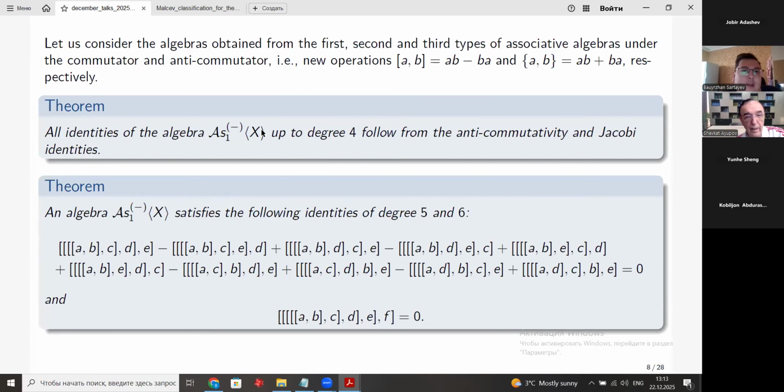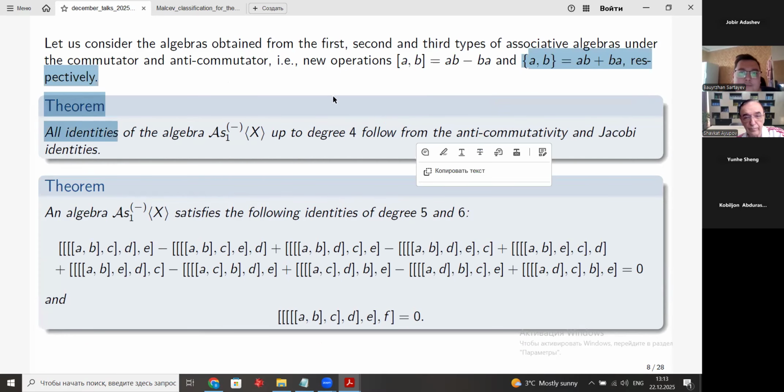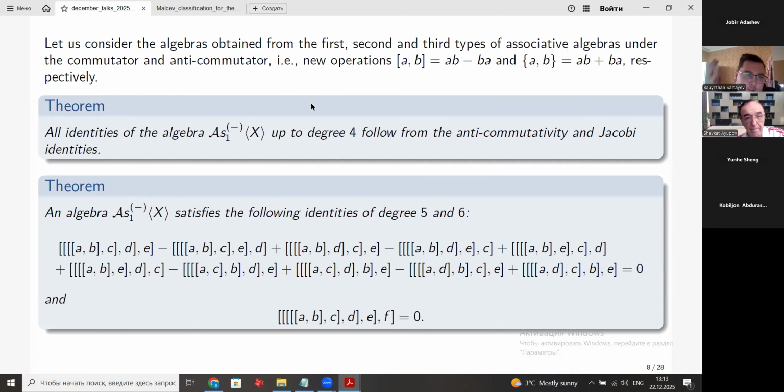Let us consider algebras obtained from first, second and third type associative algebras under commutator and anti-commutator. Let me remind you, the commutator operation is this: we define a new bracket, AB minus BA. And the anti-commutator is AB plus BA. What have we obtained? Of course, we obtained a Lie algebra if we consider the commutator, because it is a subvariety of associative algebra. But here the main question is: can we obtain some additional identities? Now we will try to answer this question.